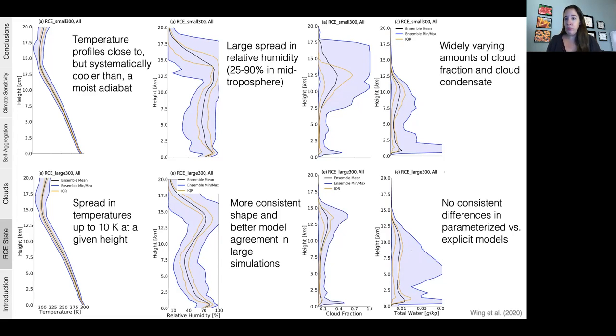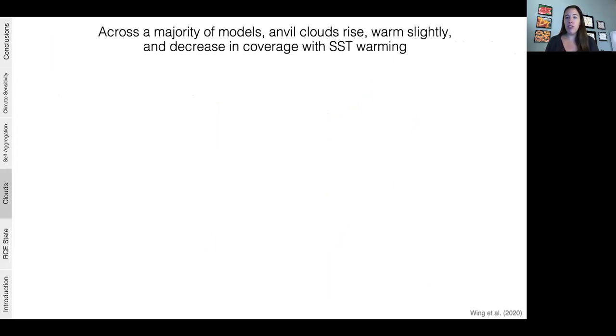However, one thing that we don't find are any consistent differences between the parameterized and explicit models. The cloud resolving models disagree with each other just as much as the GCMs do. But where the models exhibit better agreement is how things respond to warming.